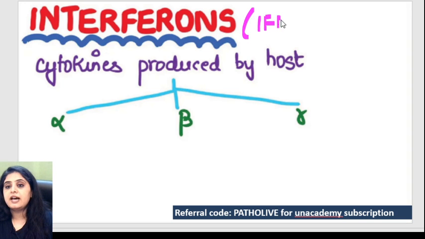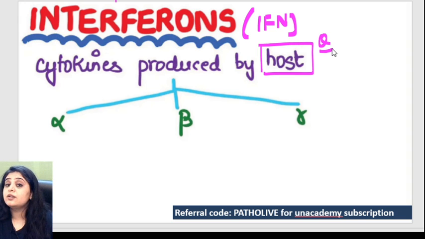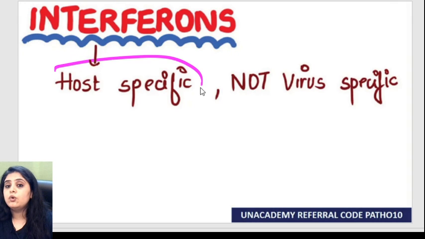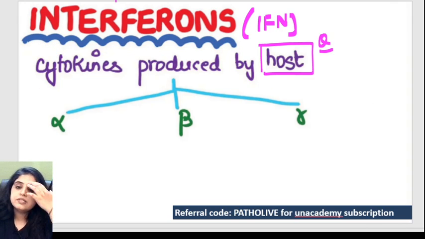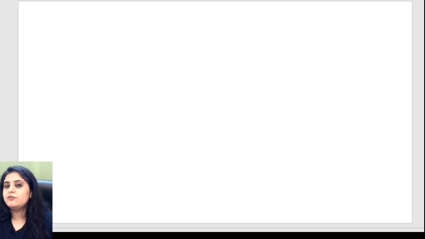Interferons, which we write as IFN, that is how we write interferons, these are produced by the host. They are host derived. So we always say that they are host specific. They are not virus specific. Repeating, they are host derived, they are host specific, not virus specific. How many types of them do we have? Interferons alpha, beta, gamma, and before I show you the written part of it, I'm going to give you some beautiful mnemonics which will help you remember these interferons, alpha, beta and gamma.